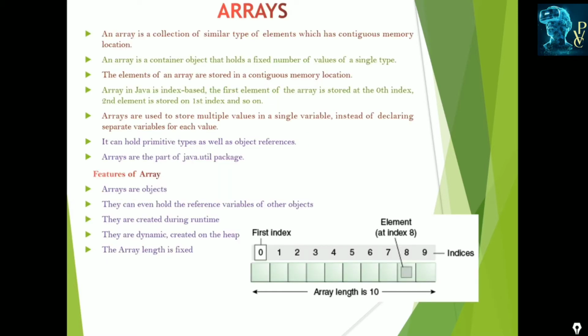Okay, arrays. An array is a collection of similar type of elements which has contiguous memory locations. An array is also known as a container object which holds a fixed number of values of a single type. Homogeneous elements stored in contiguous memory locations is called an array.